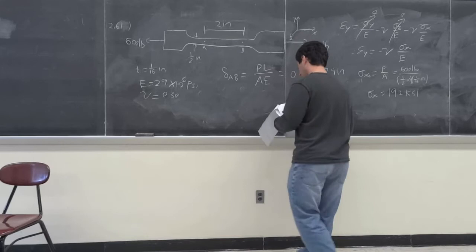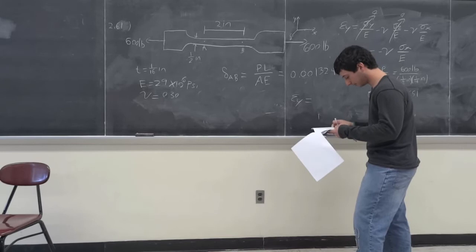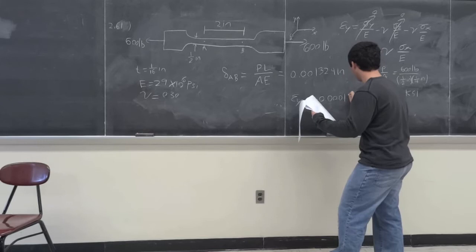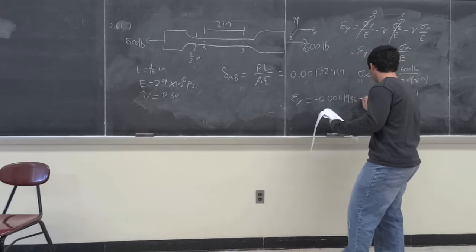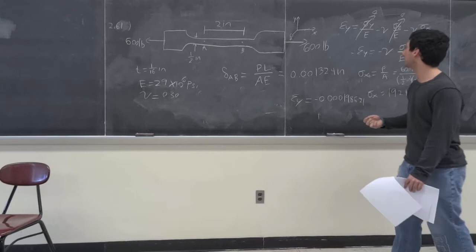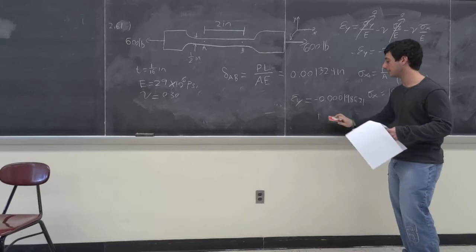So epsilon y is equal to minus 0.000198621, and you would imagine it's going to be really small. Okay, so that's the strain in the y direction. And at the same token, we could also get the strain in the z direction, but I'll hold off on that first. So we have the strain in the y direction.